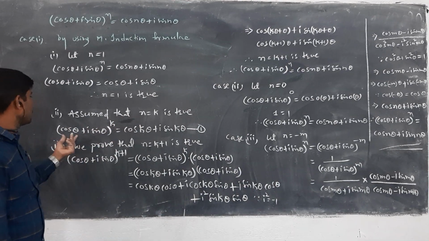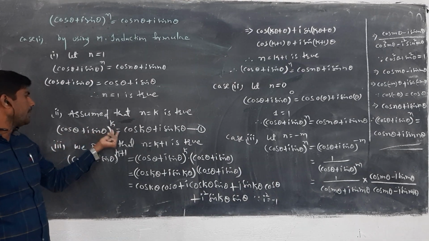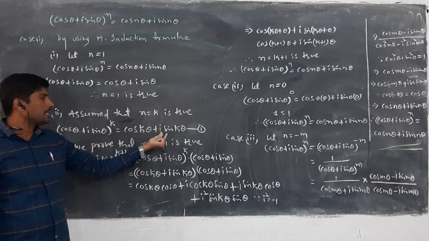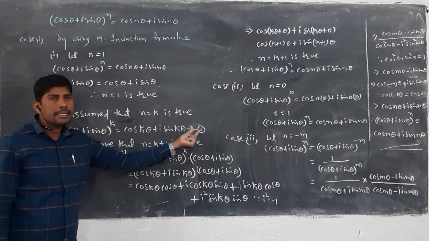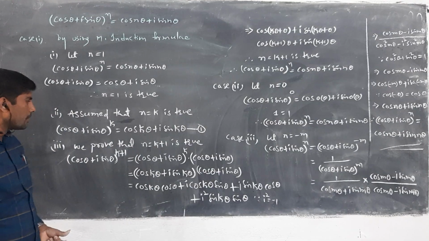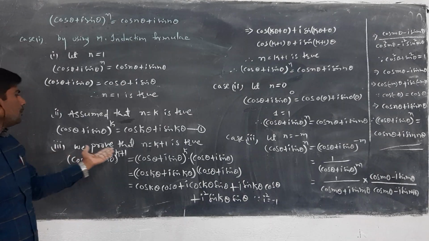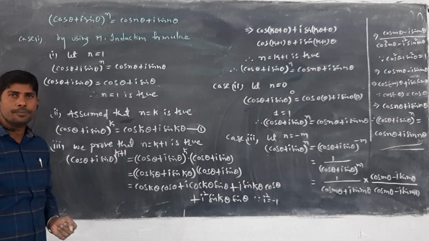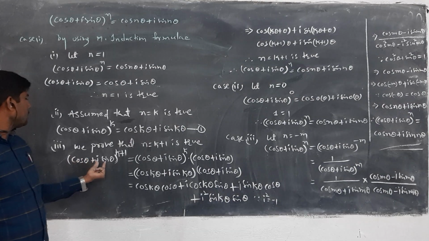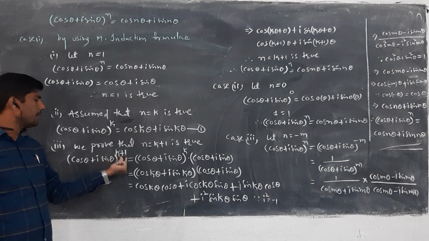Second case: (cos theta + i sin theta)^k = cos k theta + i sin k theta. That is equation number 1. Next, third case: we prove that n is equal to k plus 1 is true. Now the LHS value is (cos theta + i sin theta)^(k+1).